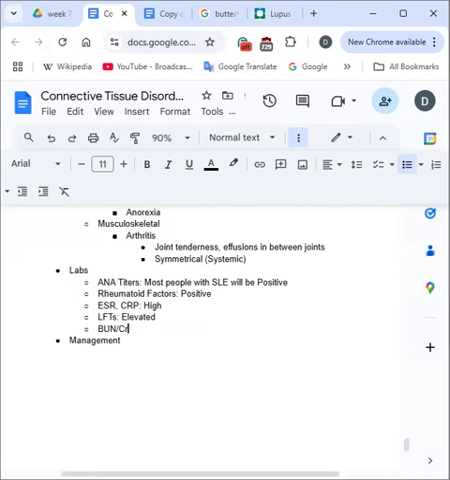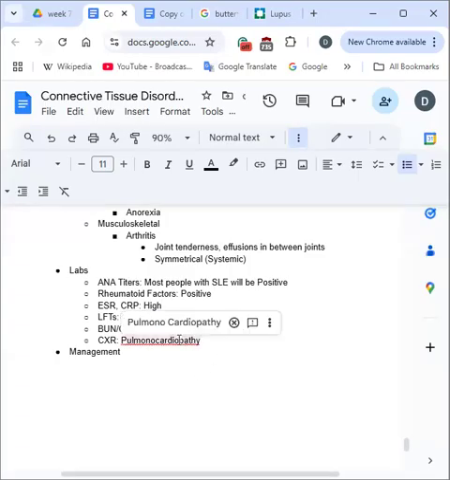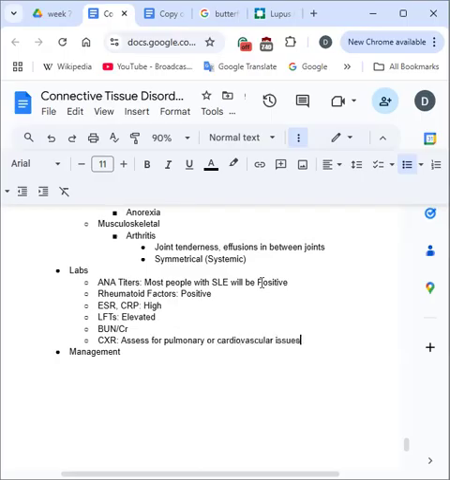We talked about the BUN creatinine. We know that renal failure is one of the big ones, so makes sense that that's something we're going to do. We have potential for pulmonary cardiac involvement, pulmonocardiopathy, whatever. You guys get what I'm saying. Rule out or assess for pulmonary or cardiovascular involvement. You guys already mentioned the echocardiogram as well.